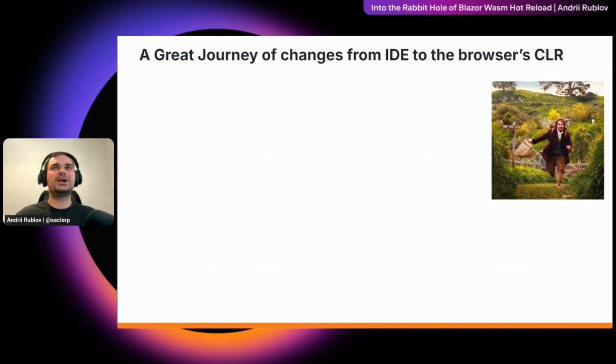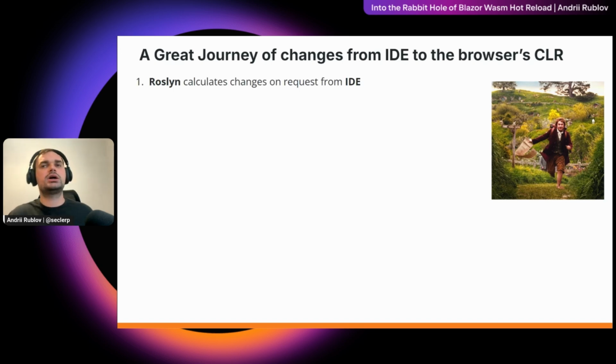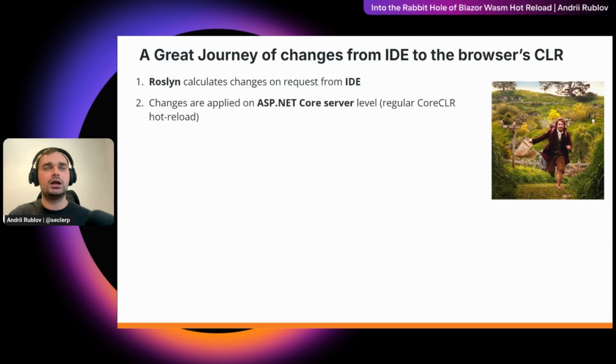Knowing what we know now, let's trace the journey of change from the beginning to the final recipients. First of all, Wasm calculates changes on request from the IDE. Then changes are applied to the ASP.NET Core server level. That's out of scope of this talk, but it is actually done prior to making them on the client side, because we, for example, need to provide newer style CSS files, newer other stuff. So we need just to do it before.